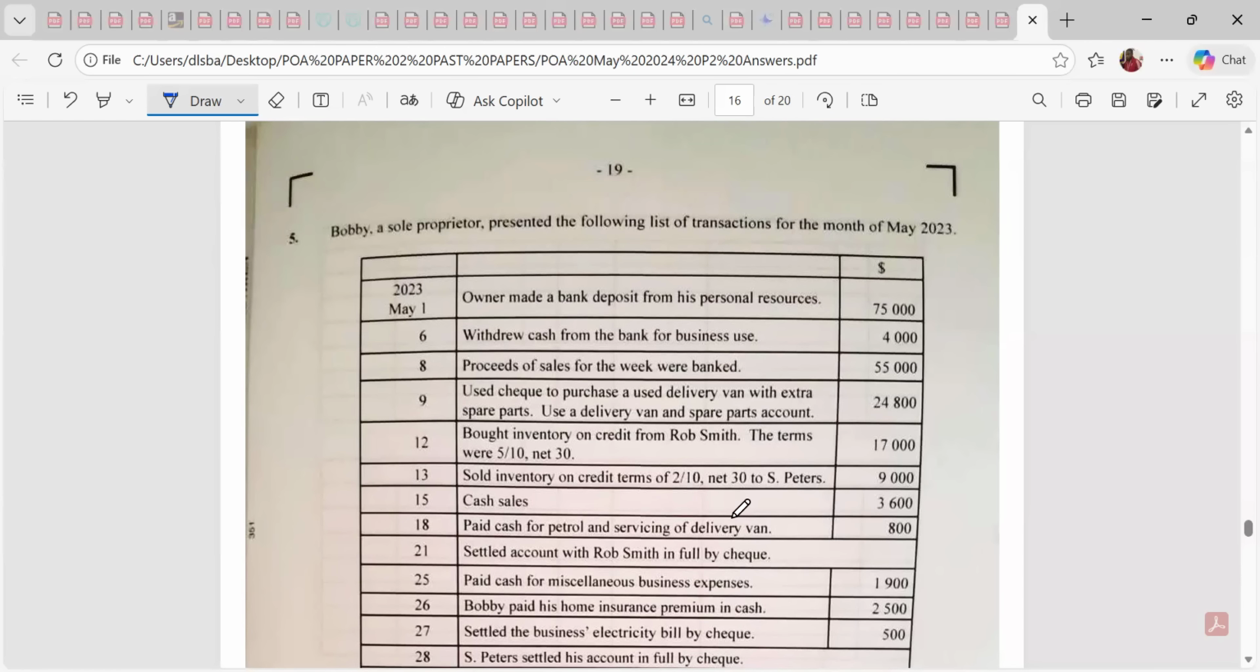Sold inventory on credit terms 2/10 net 30, sorry. So that means you get a 2% discount if you pay within 10 days, but you must pay within 30 either way. Sales is always credited. So credit sales, which means what am I going to do to the debtors? If I credit sales, I'll do what to the debtors? Debit. Debit the debtors.